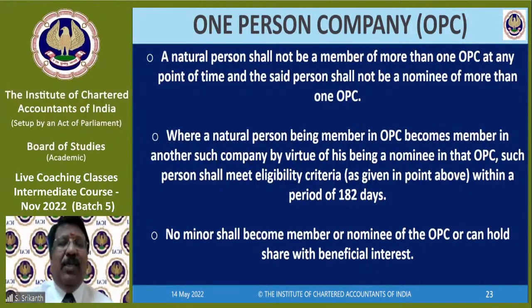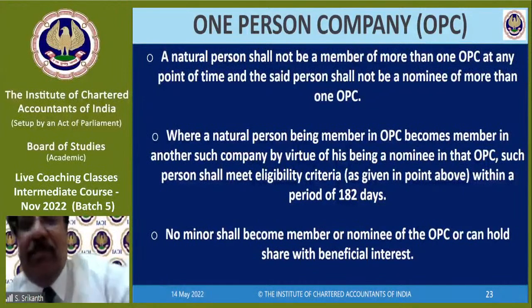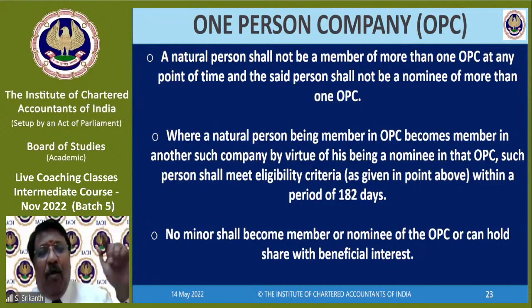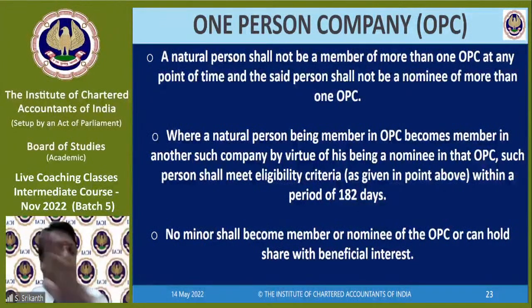Suppose a natural person is a member of one OPC, and becomes a member in another by virtue of his being a nominee in that OPC. Example. Abhay forms an OPC in which the nominee is Varun. Varun also has an OPC in his own name. In Varun's OPC, somebody else is the nominee. Don't worry about that. But in Abhay's OPC, Varun is the nominee.